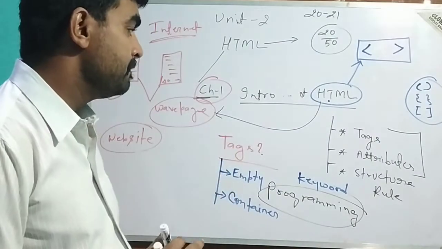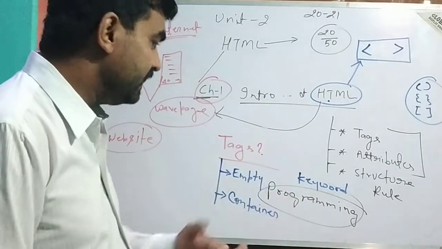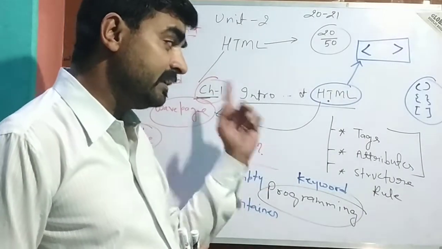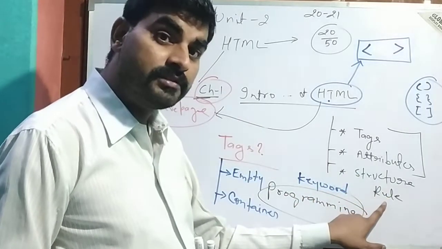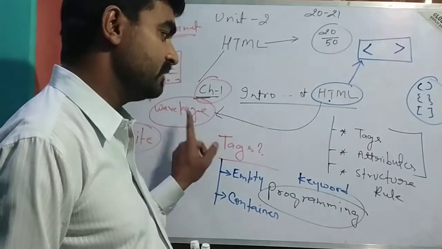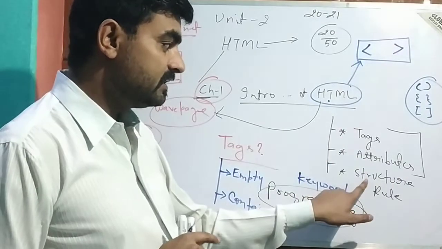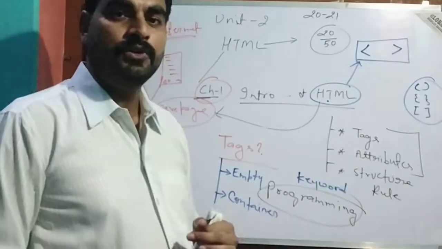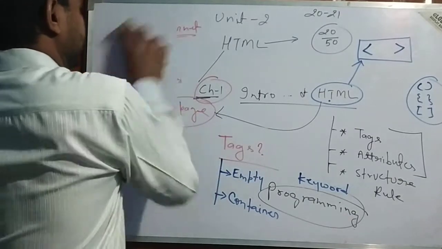So, student, before going to what are tags, one thing we have to know. I said in the last video that structures are basic rules of how to use tags and attributes to create web pages. So first in this video I will explain structure, then I will explain tags, and we will try to complete attributes also. Okay, student. So let's start. What is structure?